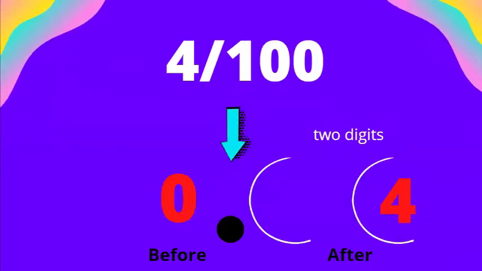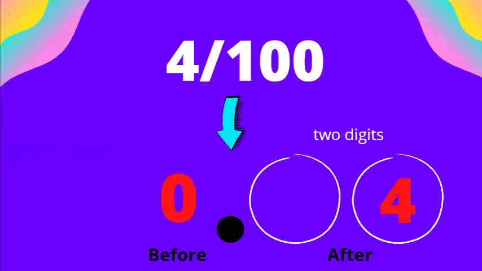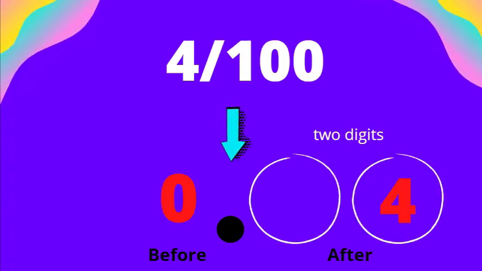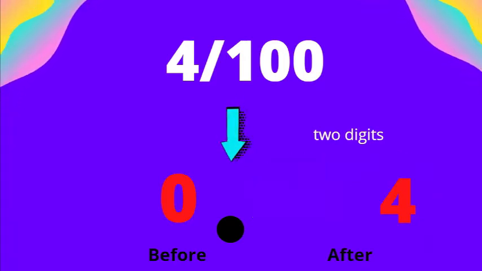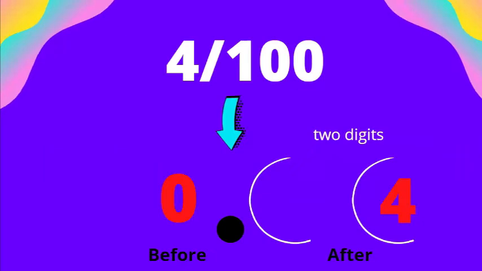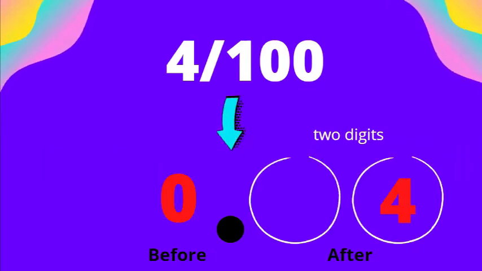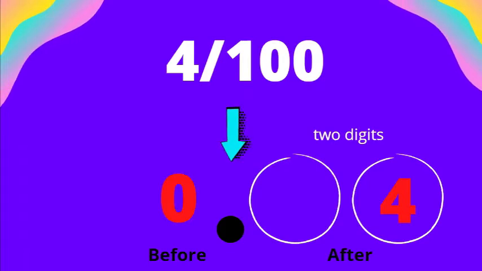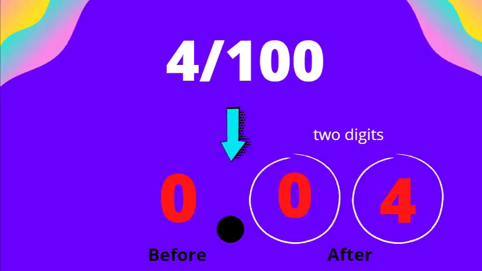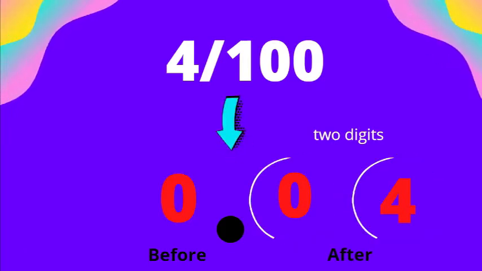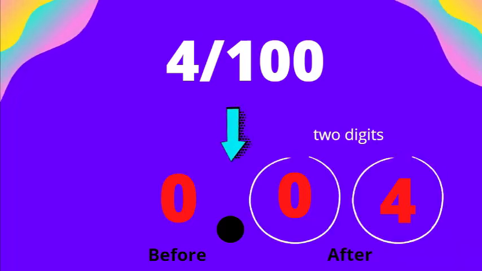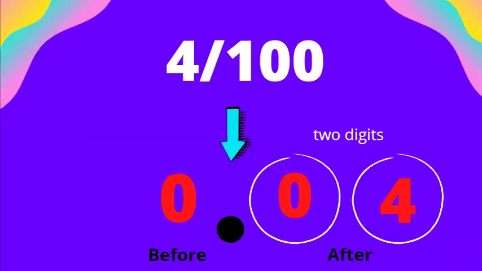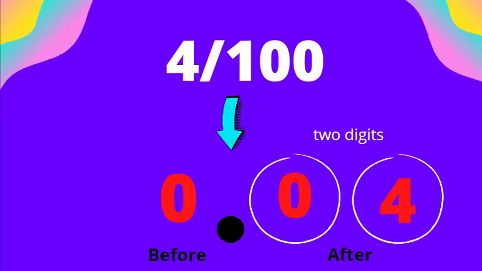Now let's try to use our easiest way to express 4 over 100 as a decimal. Since the denominator is 100, it means we will have 2 digits after the dot. But since 4 is only a one-digit number, we need to put one more 0 before writing the number 4. So we will get 0 and 4 as the digits after the dot. The final answer: 4 over 100 is equivalent to 0.04.